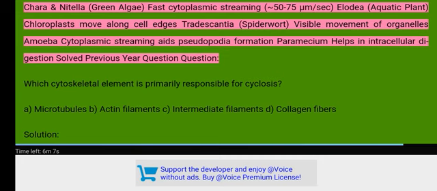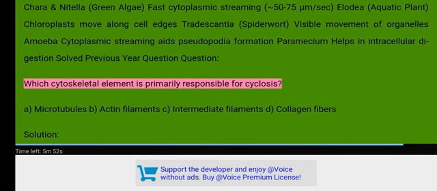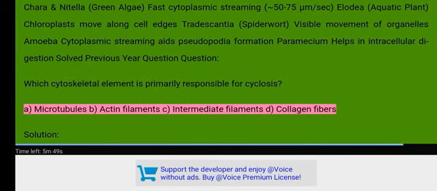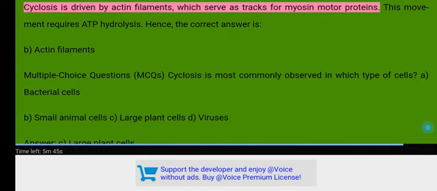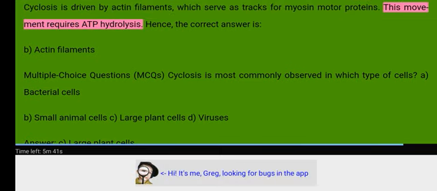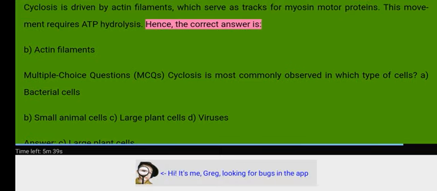Solved previous year question. Which cytoskeletal element is primarily responsible for cyclosis? A. Microtubules. B. Actin filaments. C. Intermediate filaments. D. Collagen fibers. Solution: cyclosis is driven by actin filaments, which serve as tracks for myosin motor proteins. This movement requires ATP hydrolysis. Hence, the correct answer is B.